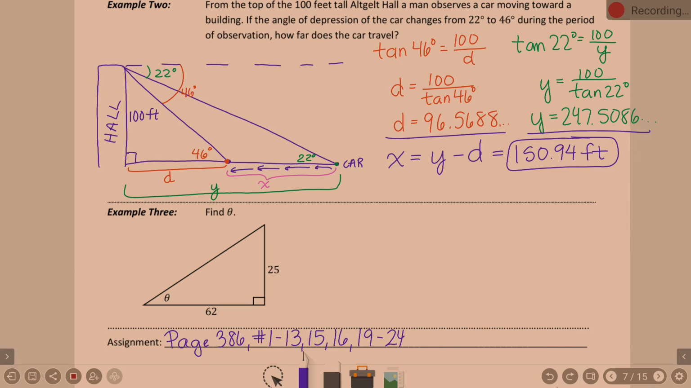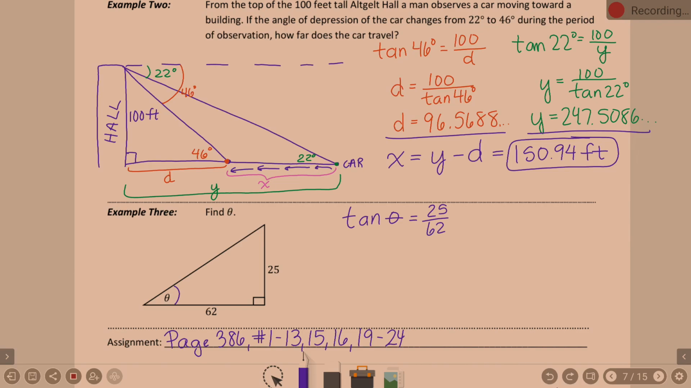Real quick, I'm going to throw in example 3. It's a quick one. It's not a word problem, but we need to find theta. 25 and 62 are what sides of the angle in relation to theta? They are the opposite and the adjacent. What trig function uses opposite and adjacent? Tangent. So I'm going to say tangent of theta is 25 over 62.